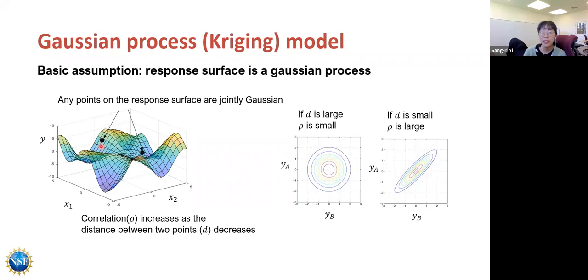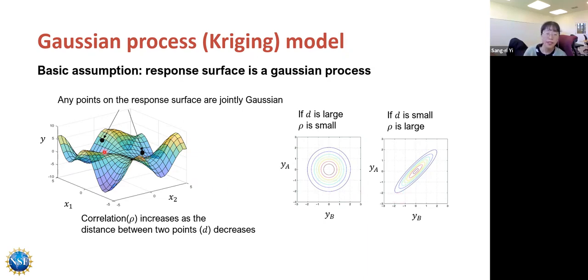So consider two points in this figure. If they are far apart, the response at each point will not have any correlation. So if we draw that using this joint probability density function, the x and y axes represent the response at two points, and their joint distribution will have a circular shape. On the other hand, if these points are close to each other, then they will have higher correlation, and that results in this kind of joint distribution, as we learned in some probability theory.